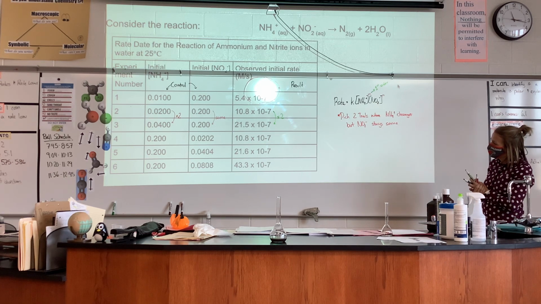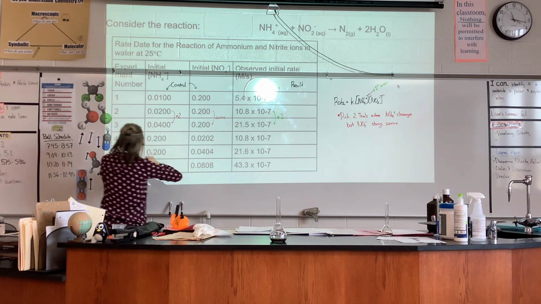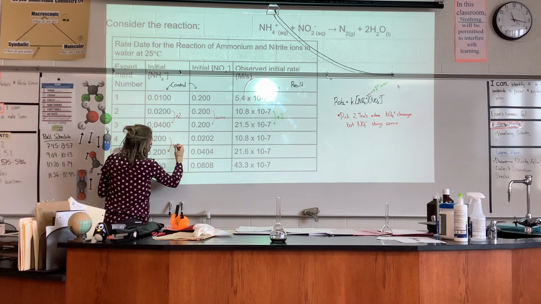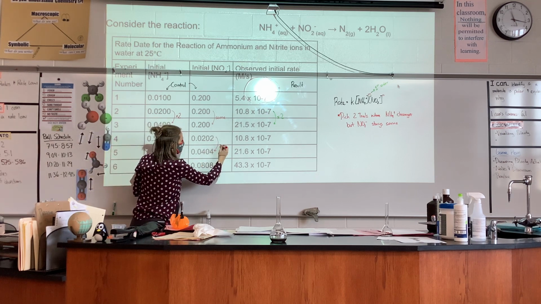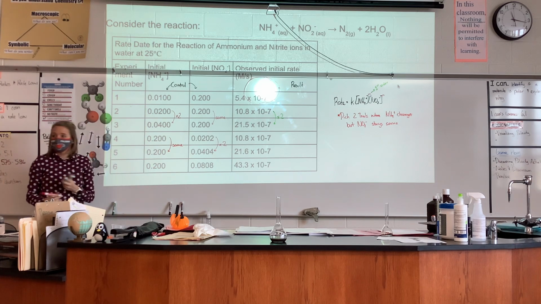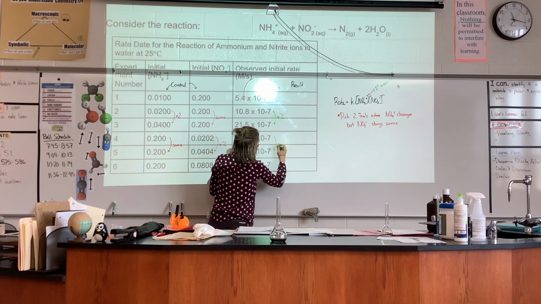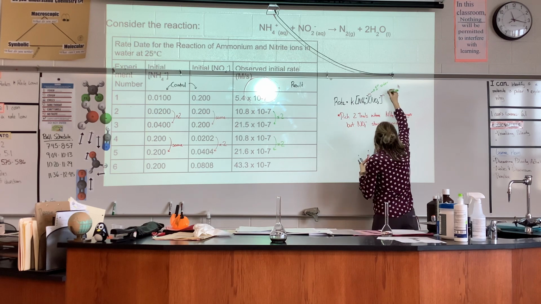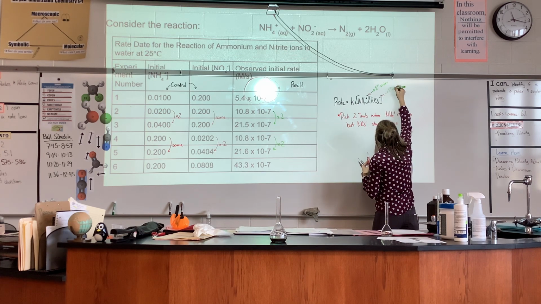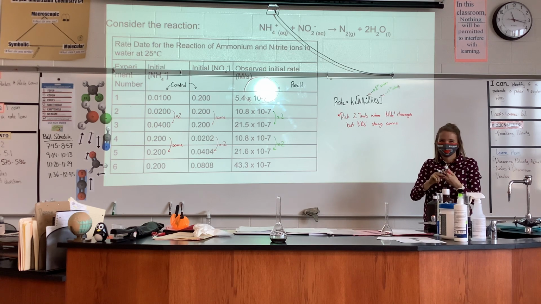Which ones look good? 4 and 5. 4 and 5, those look good to me. Okay, so 4 and 5, this stays the same. Okay, the concentration doubled and the rate also doubles. Which tells me that N is first order. They're all first order. This is bad news.